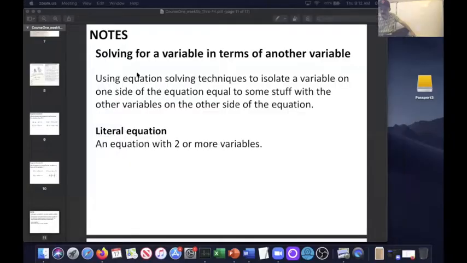How to rearrange formulas. So we want to be able to solve for a variable in terms of another variable or other variables. Okay, and so we're going to use equation solving techniques. We want to isolate the variable we're solving for on one side of the equation by itself and have the other side of the equation be the stuff with other variables and numbers. That's the idea.